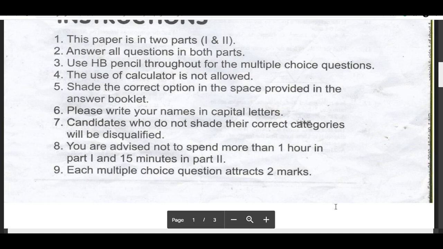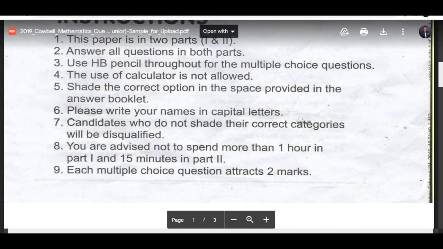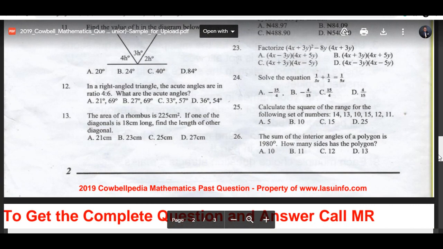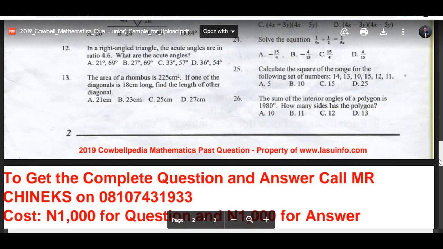So part one, you're advised to spend maximum 1 hour. Then part two, you're advised to spend how many minutes? 15 minutes. Take notes. Read multiple choice questions, 2 marks. So each question is 2 marks. Let's see how many questions. Part one, how many questions?